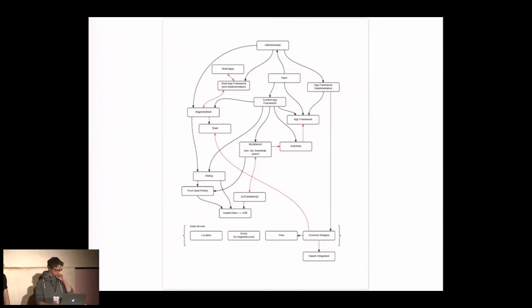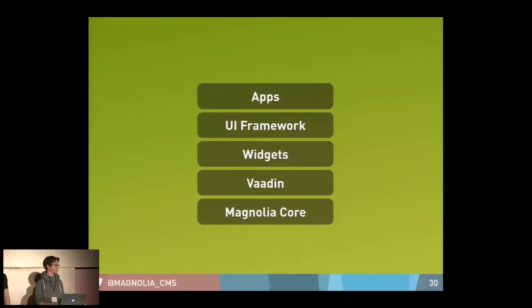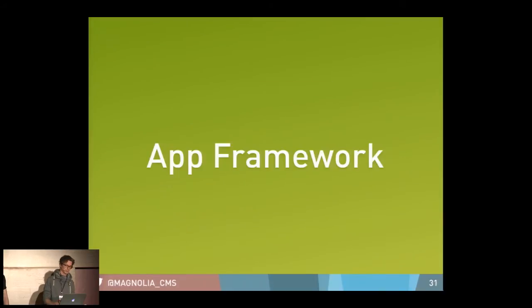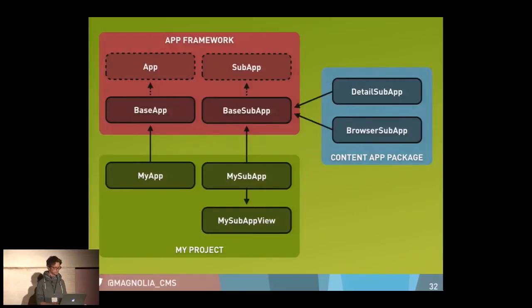So we had to refine what is what, and also make sure that the correct patterns were used throughout the system. And this is what we were aiming for, a layered architecture where the upper layers are depending on the lower ones, but not vice versa. And it's also something you as a developer would like to see. The result of this is our app framework.